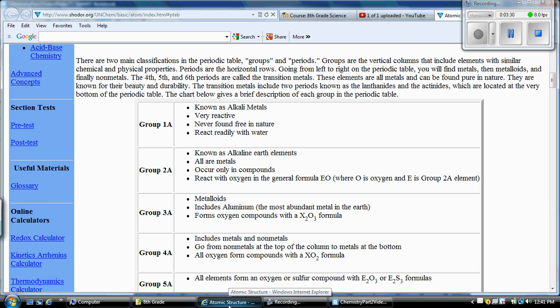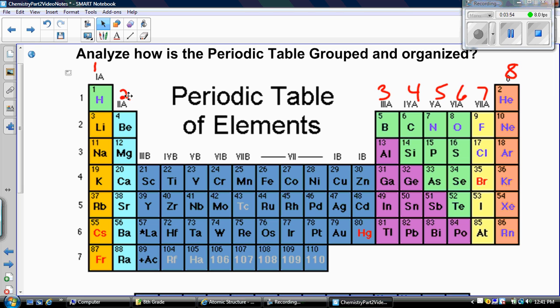They occur only in compounds. So again, they're very reactive. Just like group 1, they react with oxygen to form a compound. Group 2A will usually always react with oxygen to form a compound. So group 1A is the alkali metals. They are all metals except for hydrogen, which is a nonmetal.